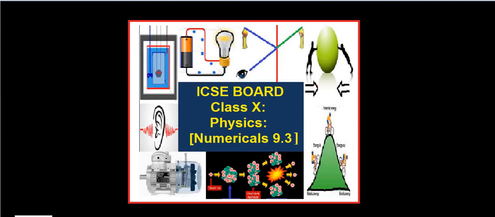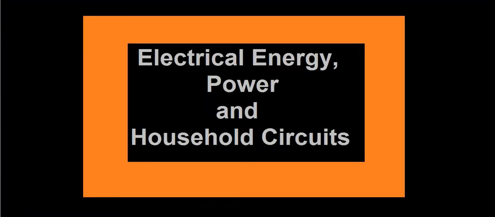We are with numericals. This is episode numericals 9.3 and we are going to work out numericals on our chapter that we are continuing with, that is electrical energy, power and household circuits. We have already completed 1 to 7 sums. Now we are going to continue further from the 8th numerical problem.